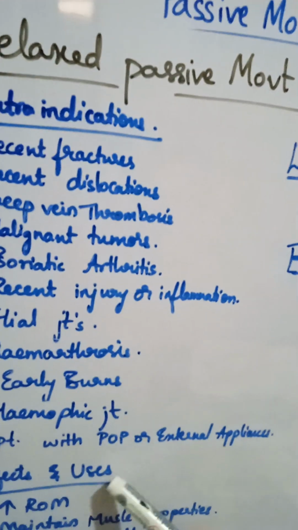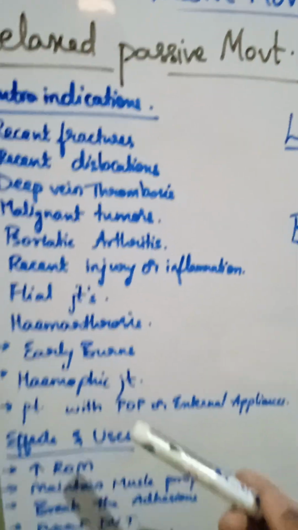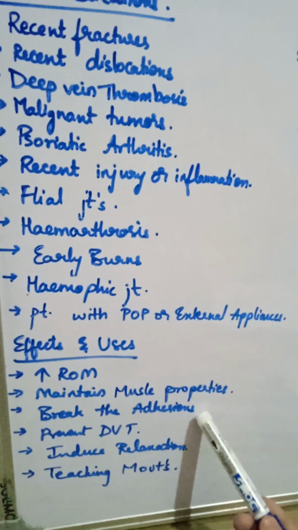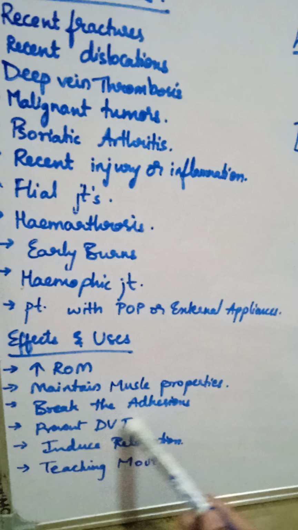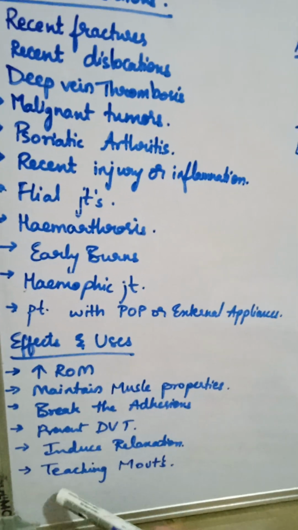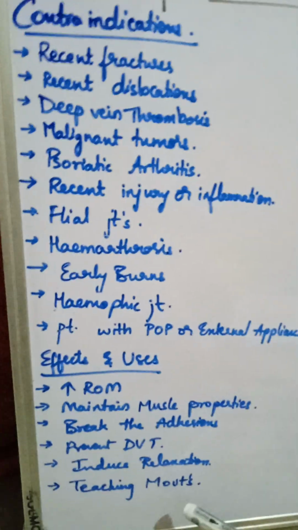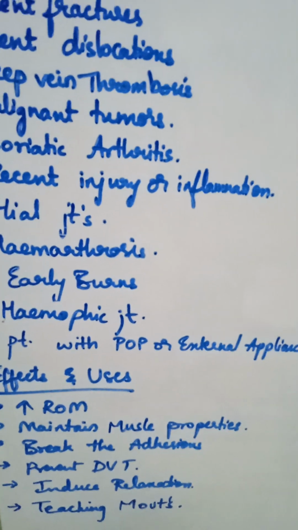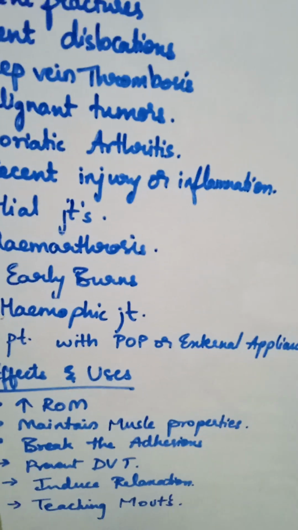What are the effects and uses? The passive movements can increase the ROM, maintain the muscle property, break the adhesions, prevent DVT, deep vein thrombosis, induce relaxation, and teach the movements for the home program. And also, I have not included a point here, that it also increases the venous and lymphatic drainage.